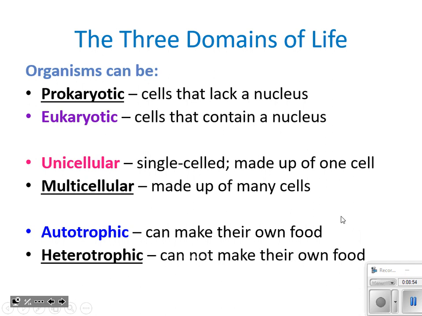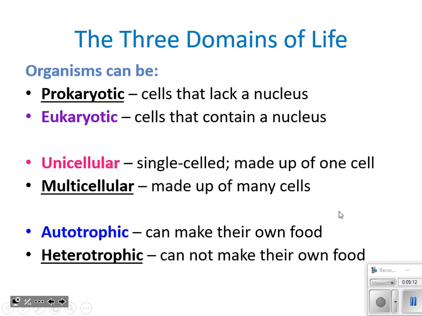Heterotrophs, on the other hand, cannot make their own food. So heterotrophs have to rely on their diet to get some important nutrients. Okay? So heterotrophs cannot make their own food.